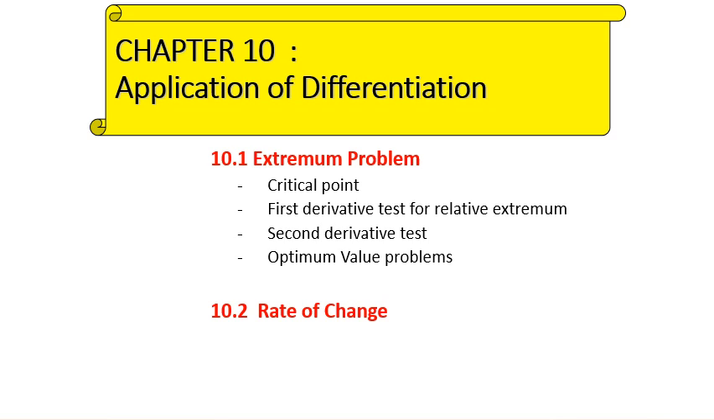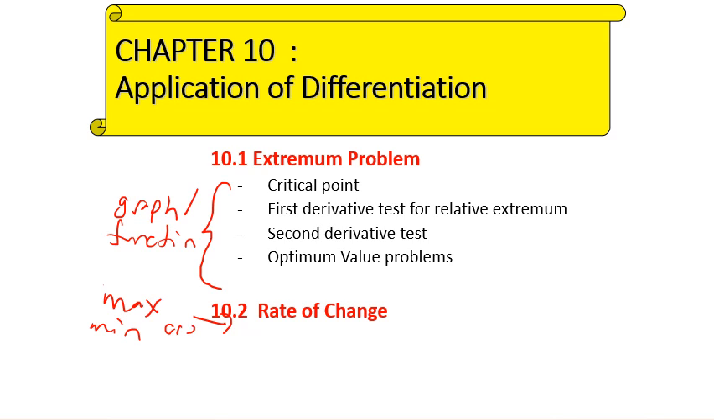The first one is related to the graph or function, which is up to the third one. And the optimum value here is basically we're dealing with the maximum, minimum, area, volume. And then lastly would be the rate of change. So that's what we learn in chapter 10.